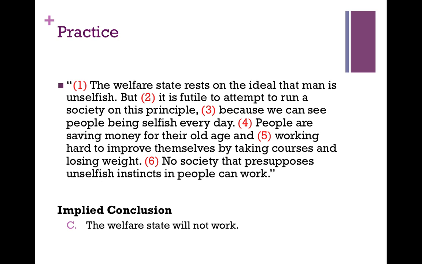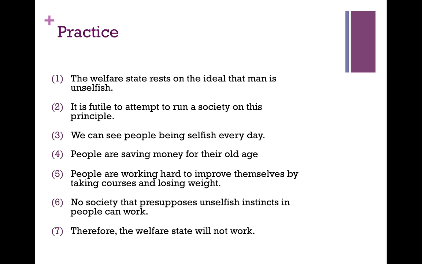And we can put this argument in premise conclusion form, I think, in the following way. Now, we're not quite out of the woods yet because we need to clarify some of the language in this. And I want to focus on premise 2. It says, it is futile to attempt to run a society on this principle. What is it referring to? What is the term this principle? What is that referring to? Well, it seems like it's referring back to 1 where it says the welfare state rests on the ideal that man is unselfish.